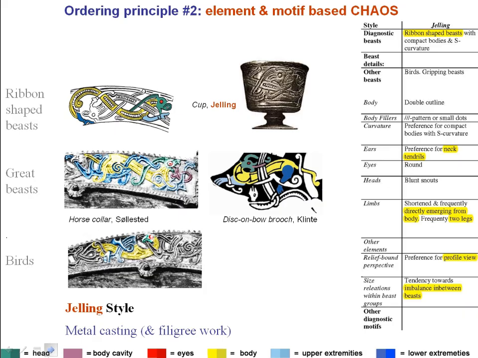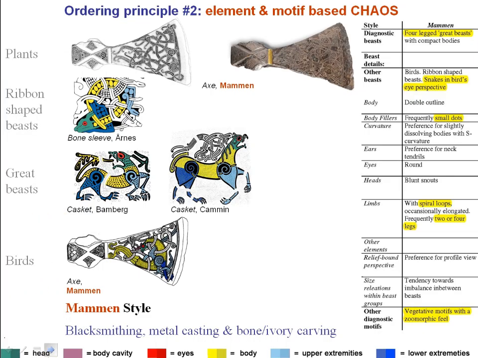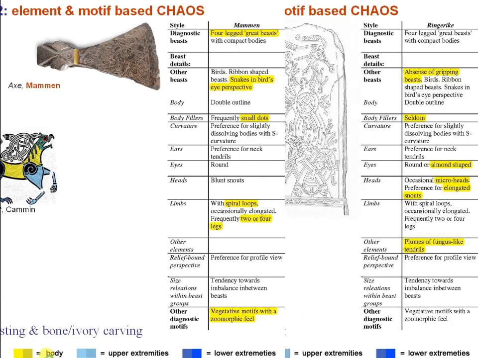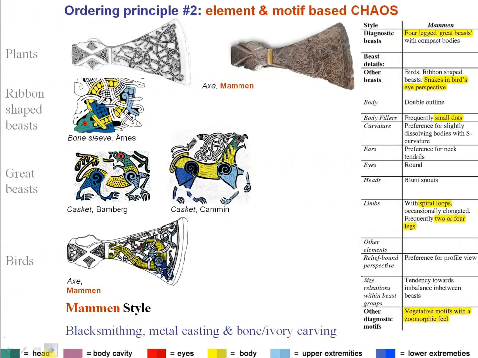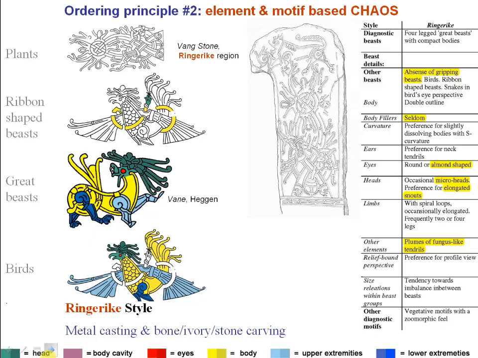Next, we have the Mammen style, that according to Klindt-Jensen and Wilson consists of certain style traces, but also the presence of the so-called great beast. And I'm talking about this four-legged beast that some people interpret as a representation of a lion. And according to Wilson and Klindt-Jensen, the Borre, Jelling and Mammen styles cover the entirety of the Middle Viking Age.